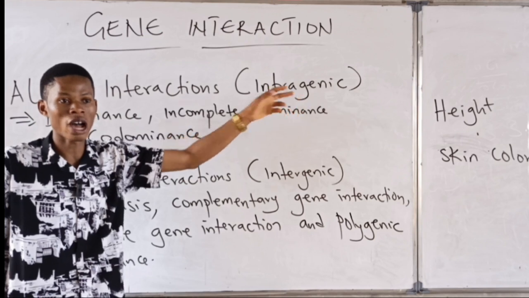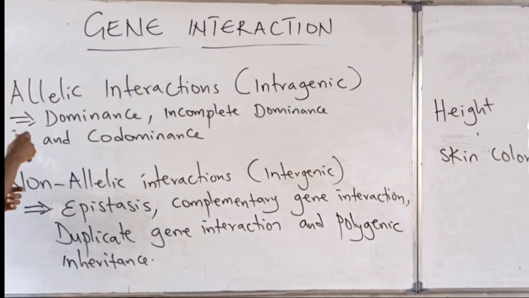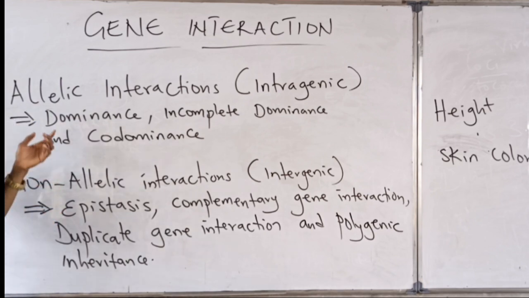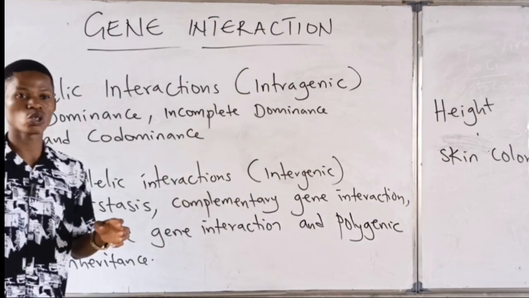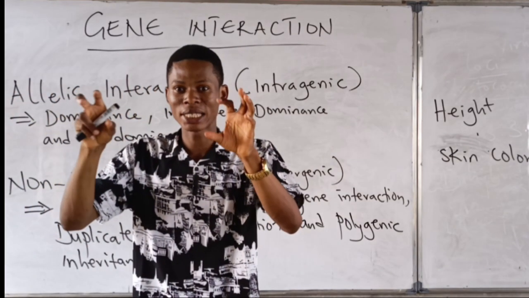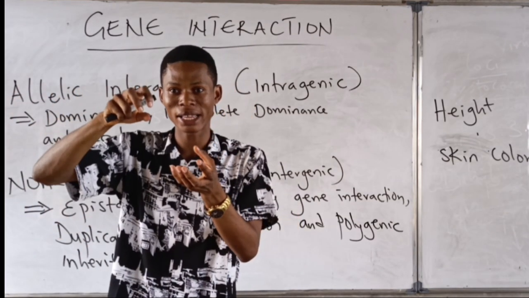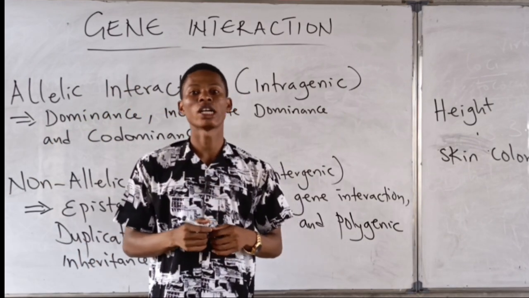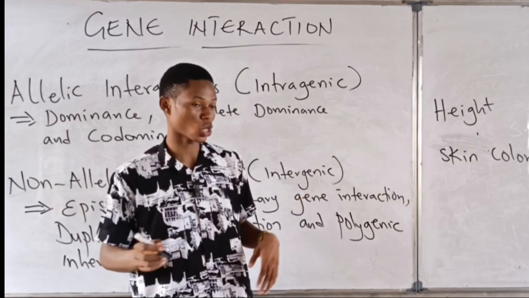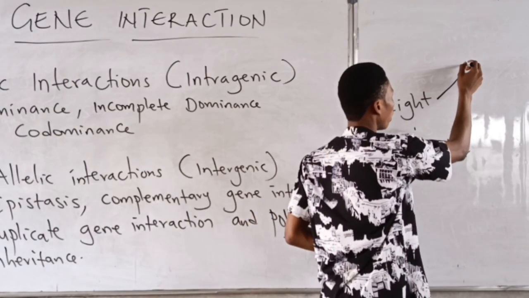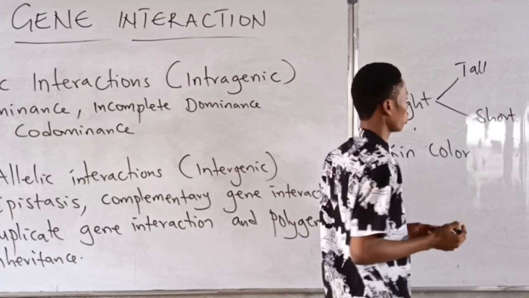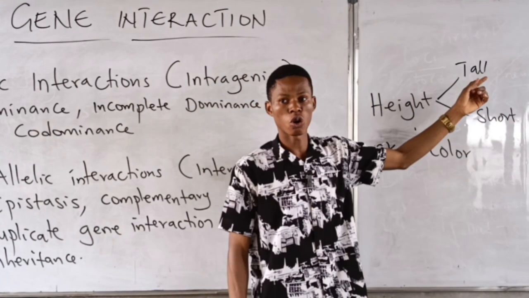Now, when we look at intragenic interaction or allelic interaction, this allelic is about alleles. And we already know that alleles are alternate forms of a particular trait, right? Now, in allelic interaction, we are looking at how two alleles located on the same locus interact together. Take for example the gene that codes for height, and we say it's either you are tall or you are what? Short.